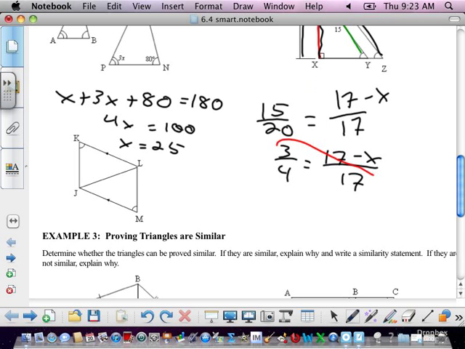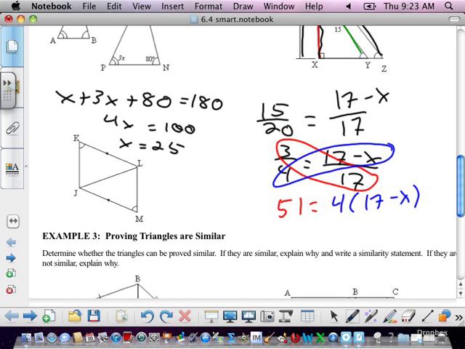3 times 17 I'm going to do first. What is 3 times 17? What is it? 51. Okay, 51. And then we're going to do 4 times 17 times x. So let's write it like this. 4, 17 minus x. This is a big issue that you guys forgot on your quiz. And then if we have the 4 outside the parentheses, we're going to distribute.